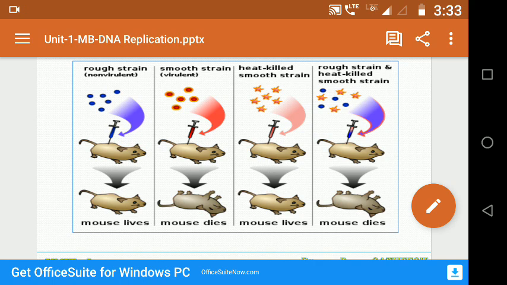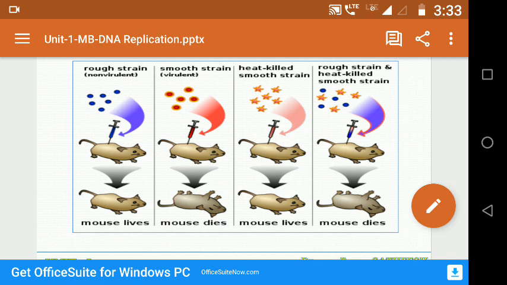So he explained that some information in the form of some molecule is transferred from the heat killed smooth strain bacteria to the rough strain. That transformed the rough strain to smooth strain. So he called it the transforming principle.